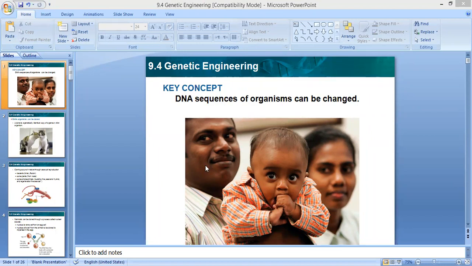Who can tell me what genetic engineering means? Yes, Abdullah. It's like a process of using DNA technology to make organisms... It's like manipulating the DNA of an organism to create some new trait.